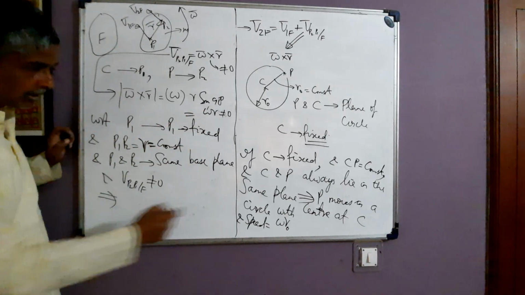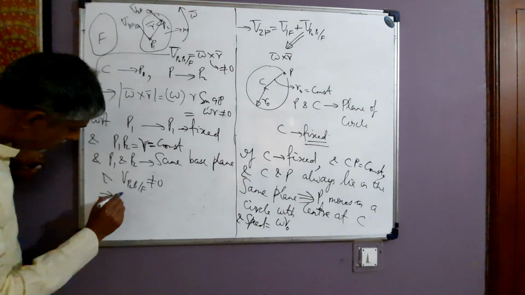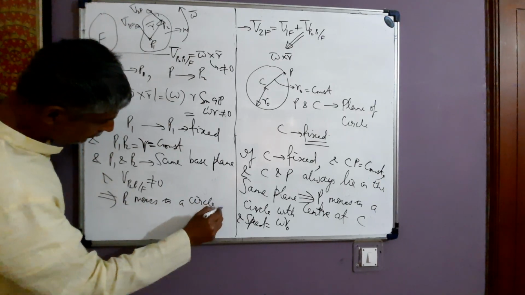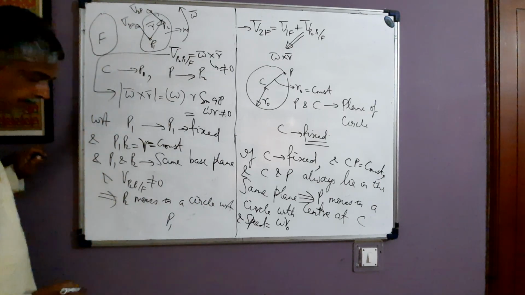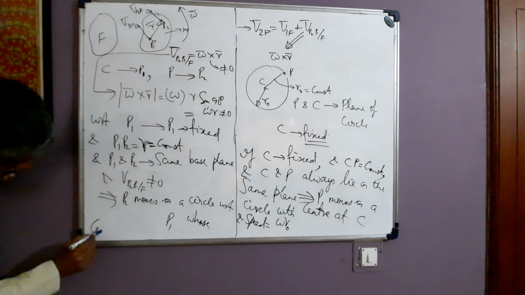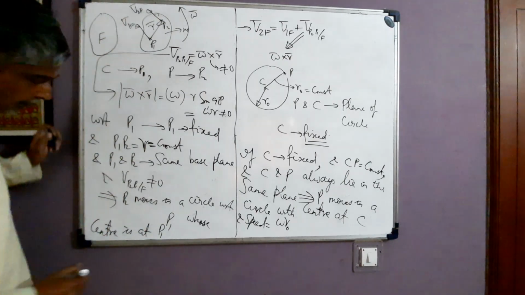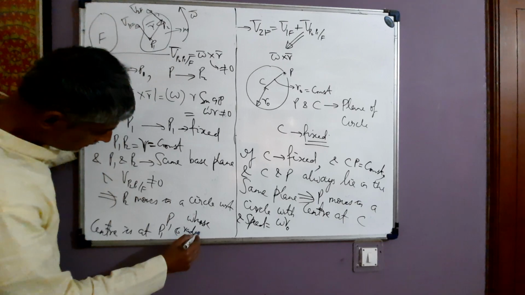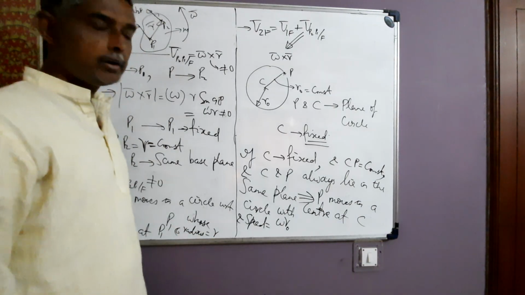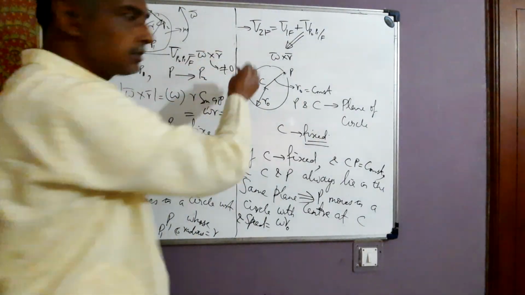So if we apply the concept we discussed here, this means P2 moves in a circle with respect to P1, whose center is at P1 and whose radius is R. And what is the angular speed of this circular motion? It is the same as the angular speed of M with respect to F, which is omega.